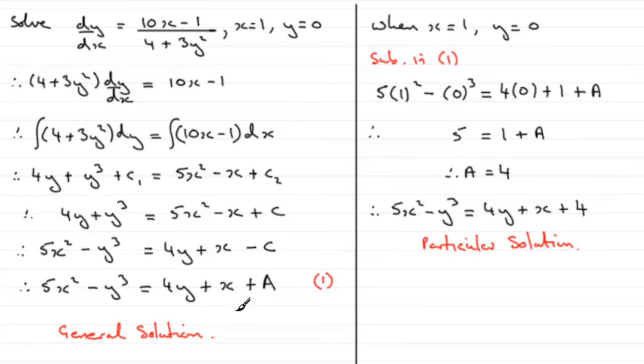So that gives us our general solution. Quite a lot of questions just stop at that point. If we're given values, we can get a particular solution where we work out our constant. And when you get your solution, you don't have to necessarily try and make y the subject. You can leave it in any particular form, unless you're asked to do that, asked to make y the subject. This is quite acceptable.